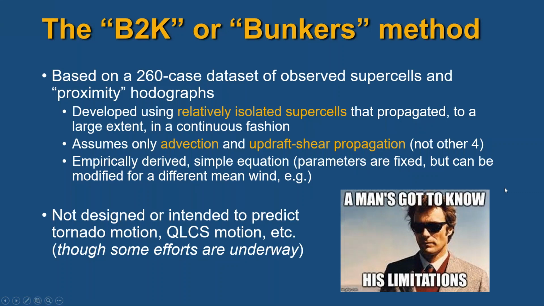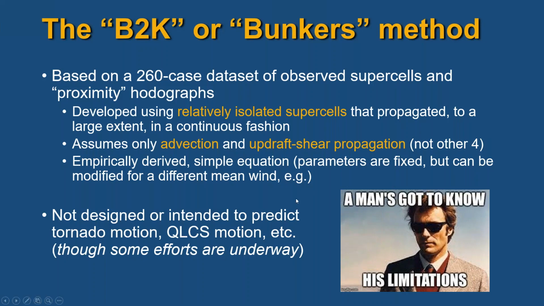All right, so all this leads to the so-called B2K, or the Bunkers method, as people have called it. Maybe it's been called other things, I don't know, but I just want to point out that it was built on a fairly large data set of supercells. We had 260 cases. That may be somewhat small by today's standards, but in 2000 it was a pretty good sample, and we split them up half and half. Half of them were used to develop the method, the other half was used to verify it against other methods.